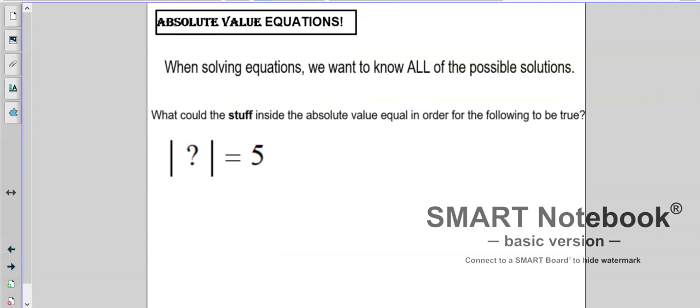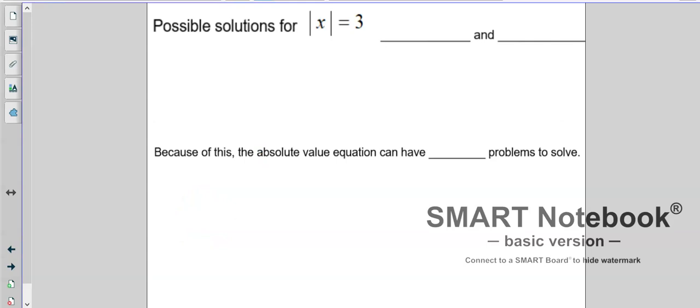Now when solving equations, we want to know all the possible solutions. So what could be in here for this to be true? Well, think about what numbers are 5 away from 0? Well, it could be -5 or +5. Both of those are possibilities. So, in this case, possible solutions for this are -3 and +3. So, therefore, we could have 2 problems to solve.